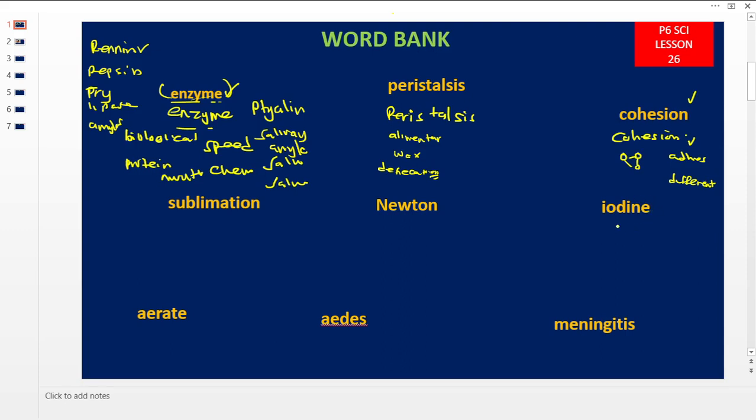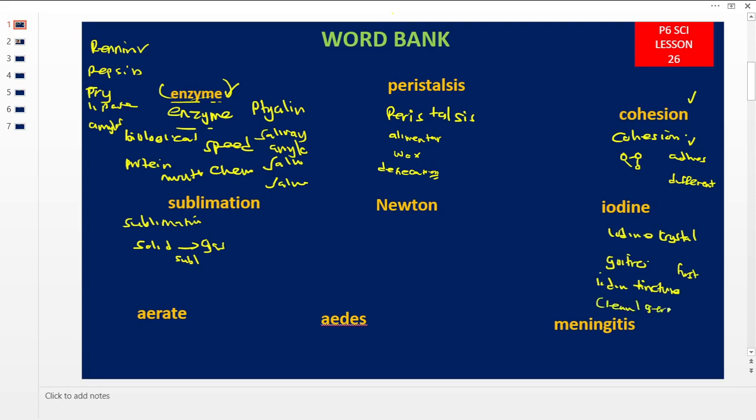Now we have this word iodine. So there can be iodine crystals, whereby we remember sublimation, where we said a solid turns to a gas directly. This process is what we called sublimation, and one of those solids that can go to gas directly without becoming a liquid is iodine crystals. Then we have iodine as a mineral salt, which can help us to prevent what we call goiter, and also we have iodine tincture. Iodine tincture is found in first aid kits, and it is used to clean and kill the germs around wounds.